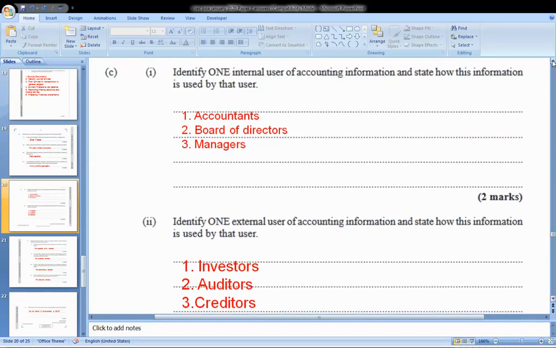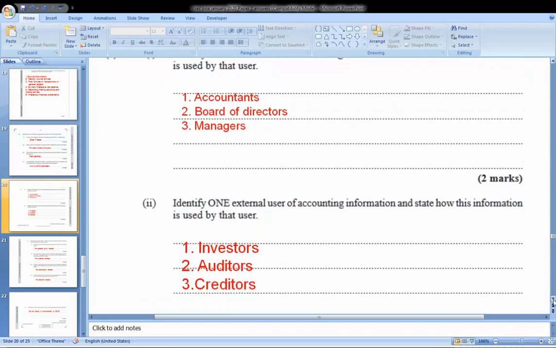The C part says, identify one internal user of accounting information and state how this information is used by that user. So internal users are like accountants, board of directors, and managers. And anyone that you select from this, you simply state how this information is used by that user. And that is very easy on your part to complete that sentence. So you just take one and highlight the importance of how the information is used by the user.